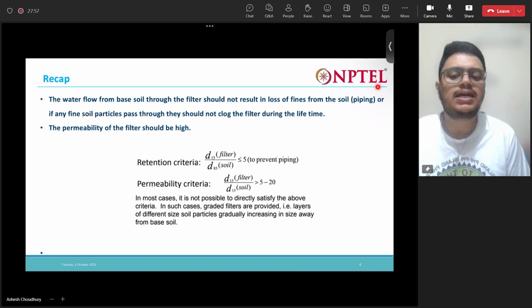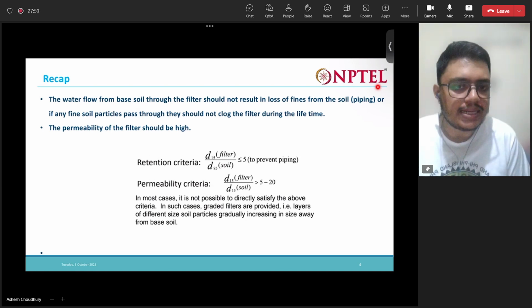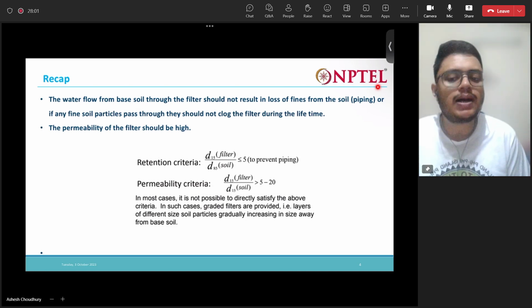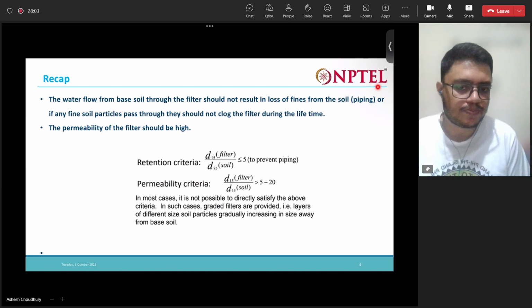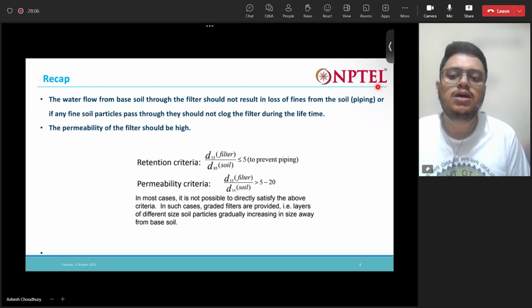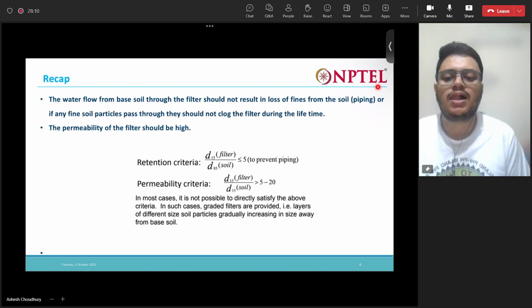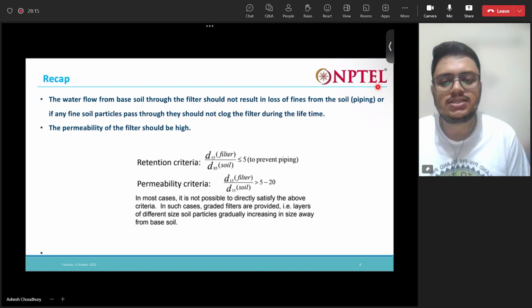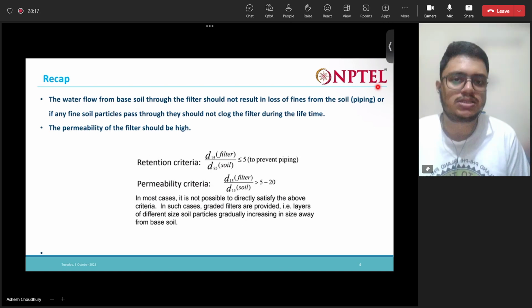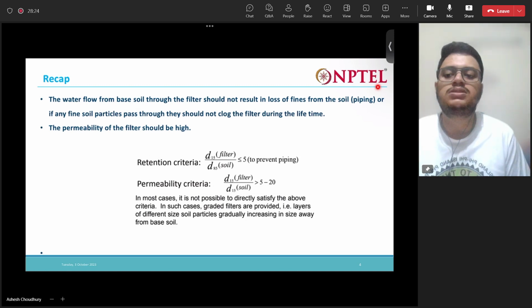Generally there are two criteria: one is the retention criteria and the other is the permeability criteria. One of the retention criteria is given here, where D15 of the filter divided by D85 of the soil should be less than or equal to 5. This is to prevent the piping of the soil, the loss of soil particles through the filter. It means if you satisfy this criteria, you will be able to retain the soil properly.